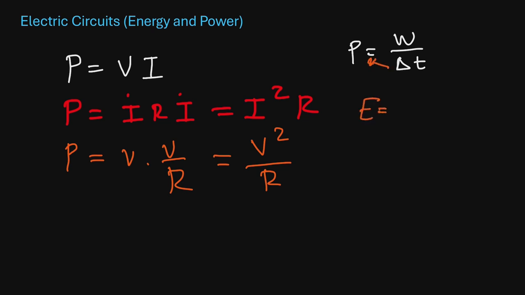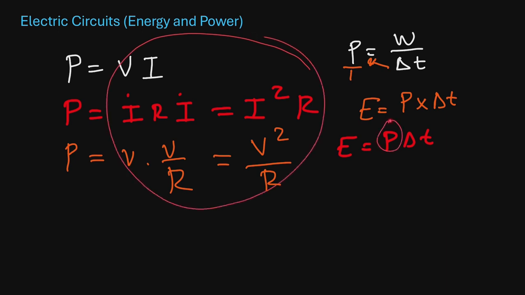We will cross multiply here. So work multiplied by 1 is just going to be work, which is the same thing as energy. And therefore, the energy will be equal to power multiplied by change in time. So if you want to calculate the energy, you just say energy is the same thing as power multiplied by change in time. You can use any of these equations to identify the power so that you get the energy.